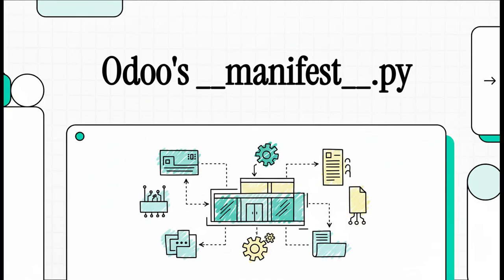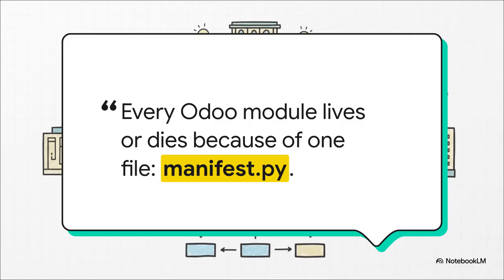When you're building anything in Odoo, there's one file that holds all the power. It's not a model, it's not a view. It is the architectural blueprint for your entire module, the __manifest__.py file. And I'm not kidding. You get this file wrong and your module just won't load, it won't install, it basically won't exist as far as Odoo is concerned. It is the ultimate gatekeeper.